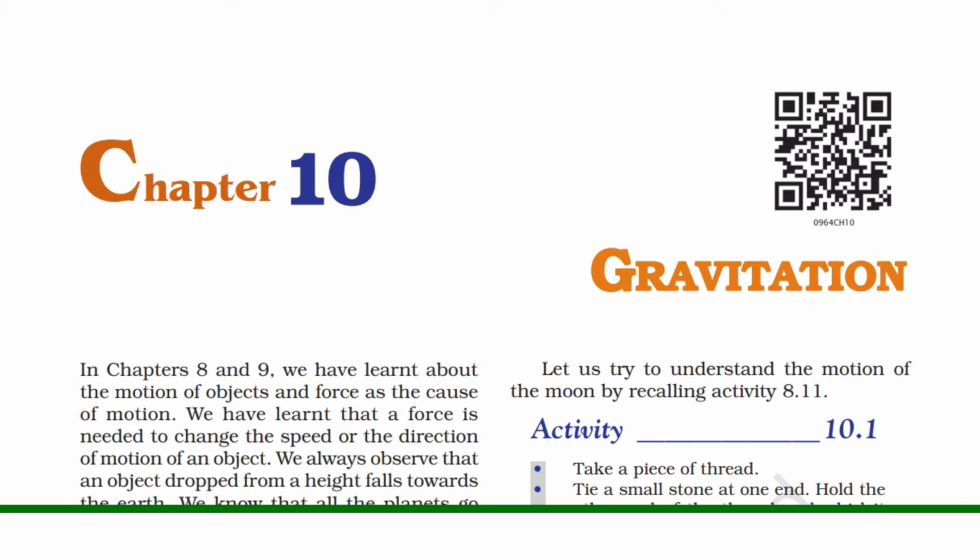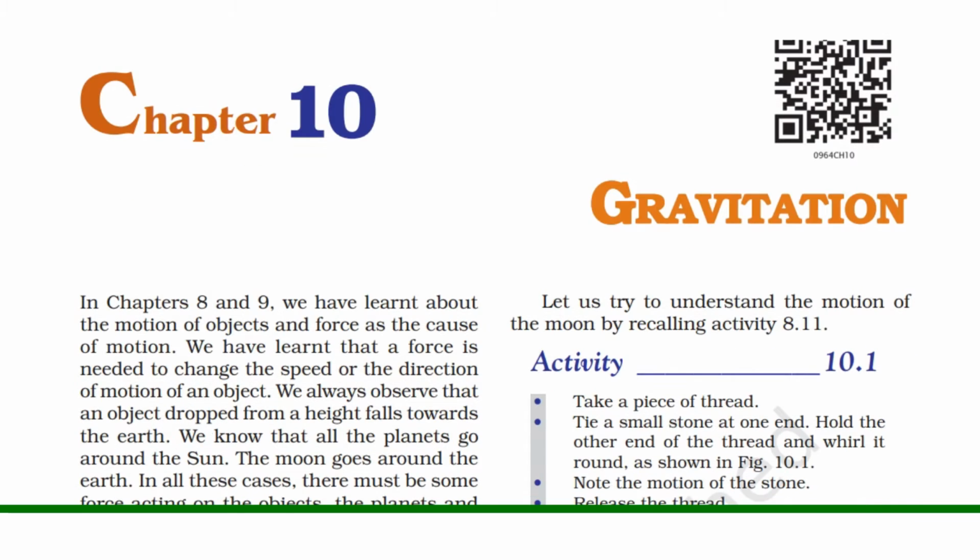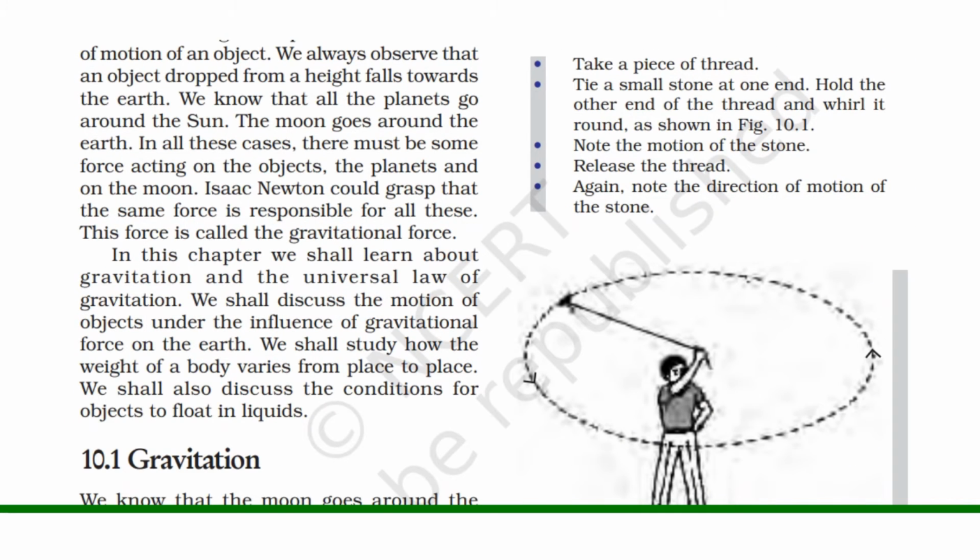In chapters 8 and 9 we have learned about the motion of objects and force as the cause of motion. We have learned that a force is needed to change the speed or the direction of an object. We always observe that an object dropped from a height falls towards the earth. We know that all the planets go around the sun. The moon goes around the earth. In all these cases, there must be some force acting on the objects, the planets, and on the moon.